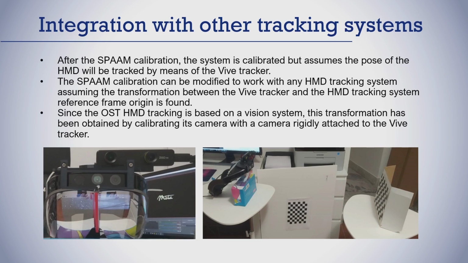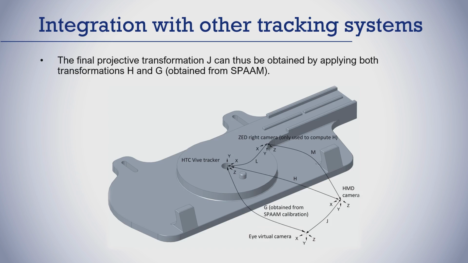So one way to do it is to calibrate a camera which is attached rigidly to this tracker with the camera of the tracking system of the headset. So I calibrated this camera, which is attached rigidly to the headset, with the camera of the headset with the standard computer vision technique of taking pictures of checkerboards. And this is the final scheme of all the transformations that are in place.